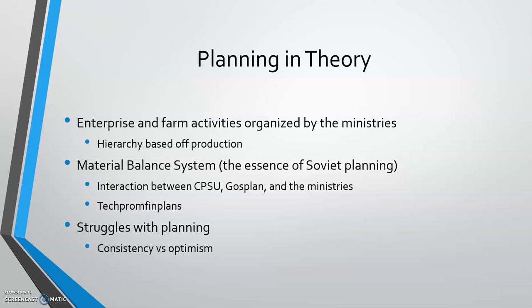These were known as Tekhpromfin plans. The struggle with planning, though, was that they could only modify the plan each year rather than create a new one, since it was quite time-consuming and difficult. This was known as planning from the achieved level, and it was more focused on consistency rather than finding the optimal plan.